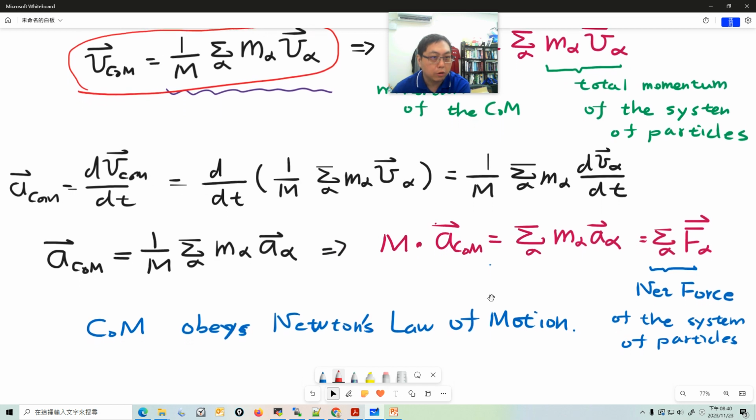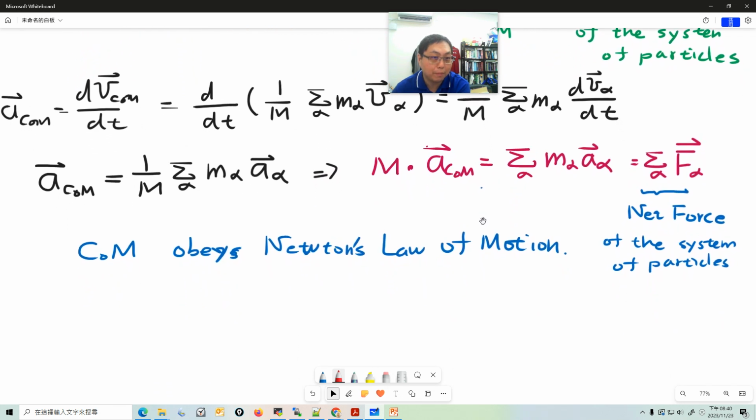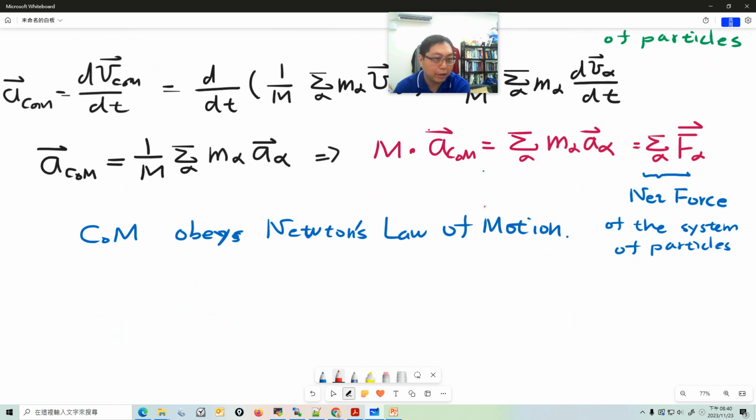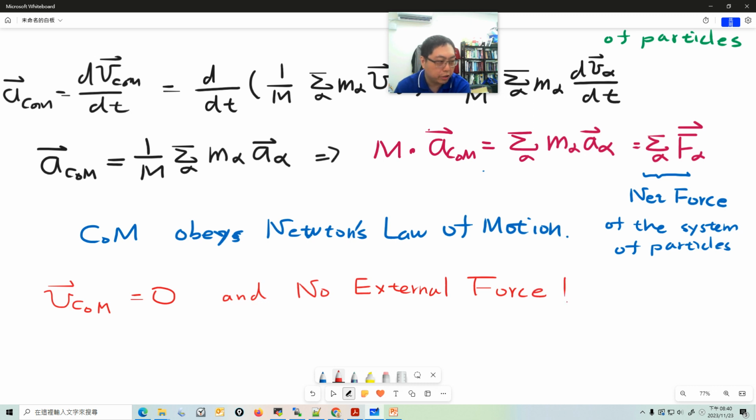Sometimes in some problems you encounter this situation: for your system of particles, the velocity of the center of mass is 0, and there is no external force. In this situation, what would happen? The center of mass velocity is 0 and there is no external force. Like I just said, the center of mass obeys Newton's law of motion.